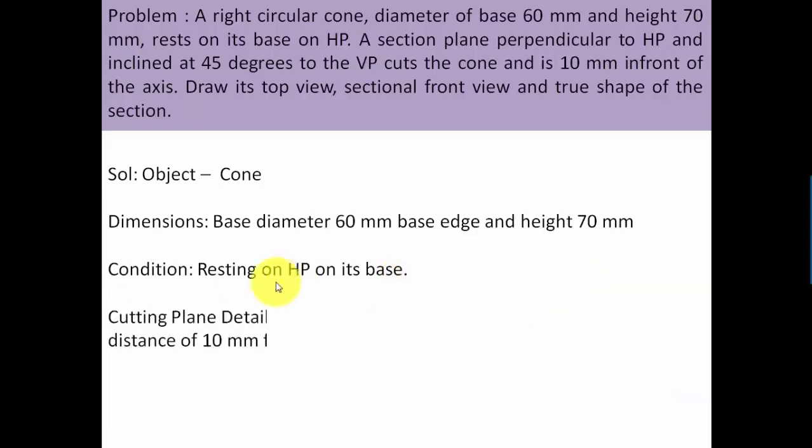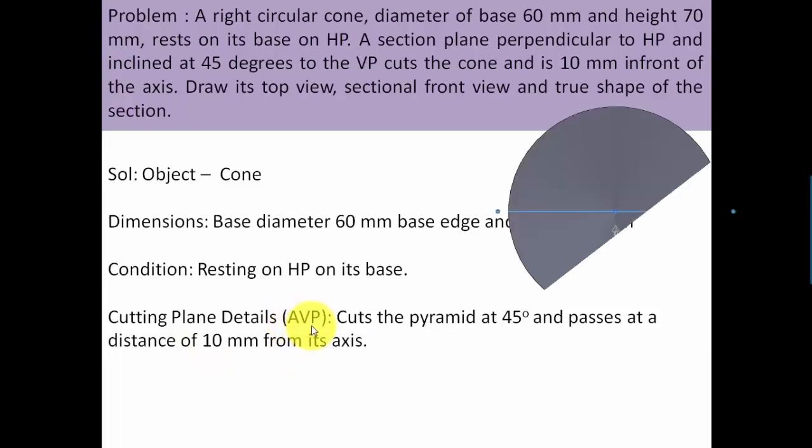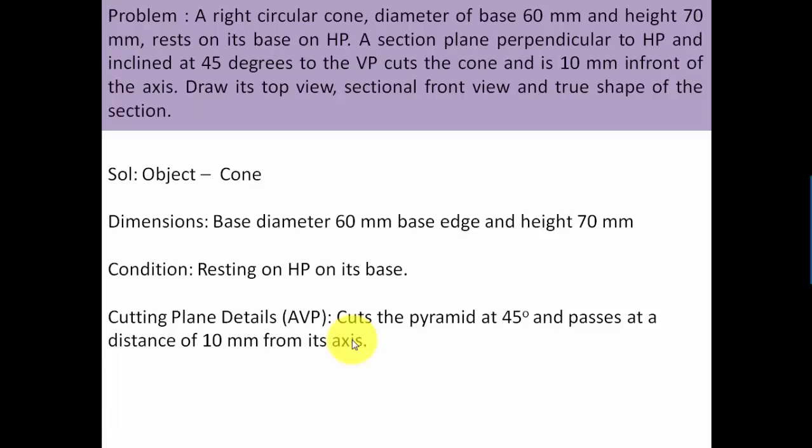All right, now there is this cutting plane detail. It cuts the cone at 45 degrees and passes at a distance of 10 millimeters from its axis. When you speak of an auxiliary vertical plane, just think about this. This plane in fact is perpendicular to HP, so a plane perpendicular to HP will appear as a line from the top. That line would be making a 45-degree angle, and at the same time it would be passing through a point that lies 10 mm from the axis. We're going to make sure that all of these details reflect perfectly in our drawing.